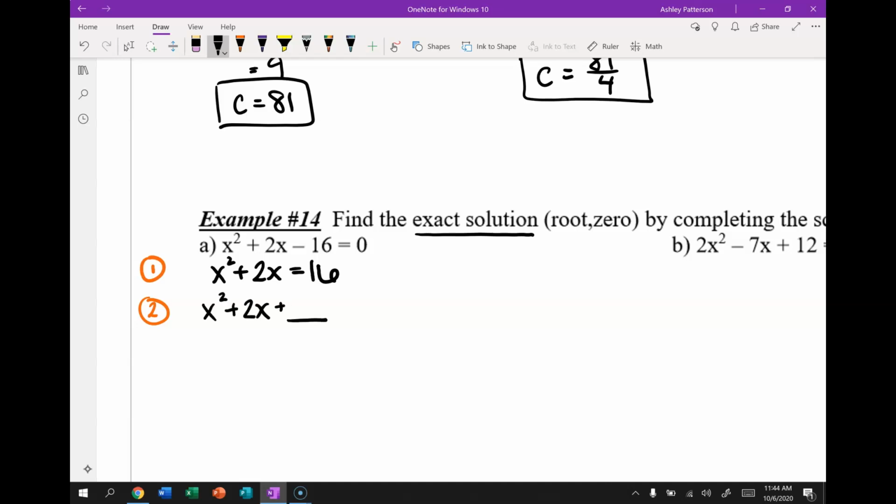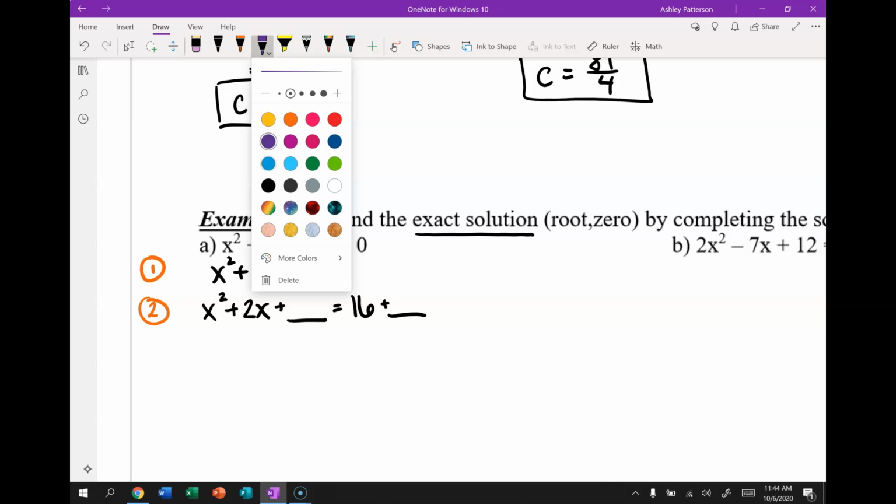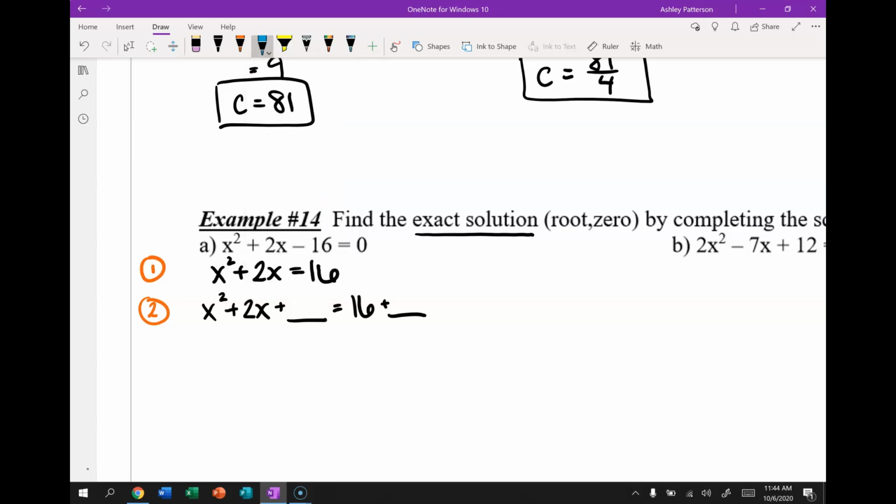Now, if I add a value to the left side of my equation, I also have to add it to the right, because I'm making a perfect square trinomial doesn't mean the rules of mathematics go out the window. In order to keep this equation equal, whatever you add to one side, you have to add to the other side.